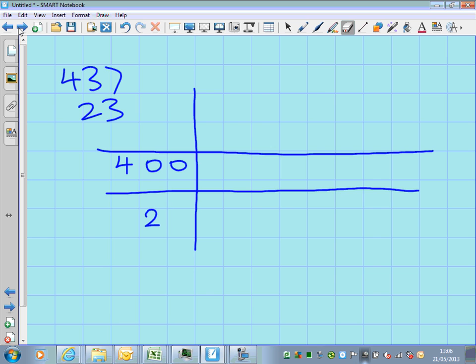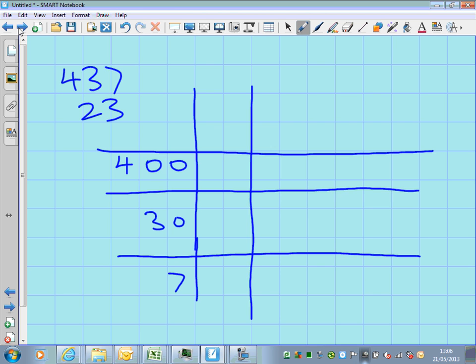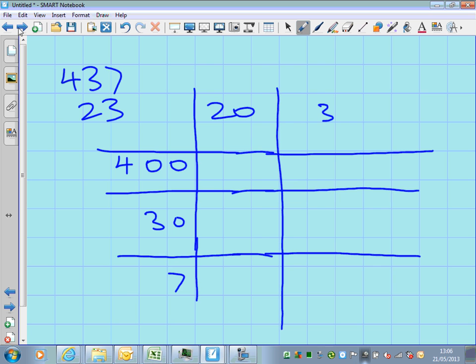423, got it wrong already, is 400 and 20 and 3, isn't it? There we go. And 20, you know what, I'm not doing very well here, am I? It's 437, sorry boys and girls. 437, 400 and 30 and 7, and we times that by 23. So, again, not a good idea. Let's move that across a little bit further. And put that there, you'll see why in a second. 20 and 3. There we have it. Good.